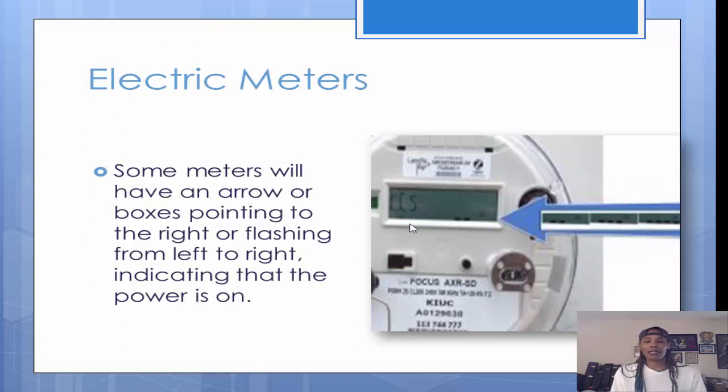All right, some other electric meters will have an arrow or a box pointing towards the right of the meter. It could be flashing from left to right, and that is usually an indicator that the power is on. As you can see, it starts at two blocks, then goes to 3 blocks, then 4 blocks. That's usually an indication that the power is actually on to that property.